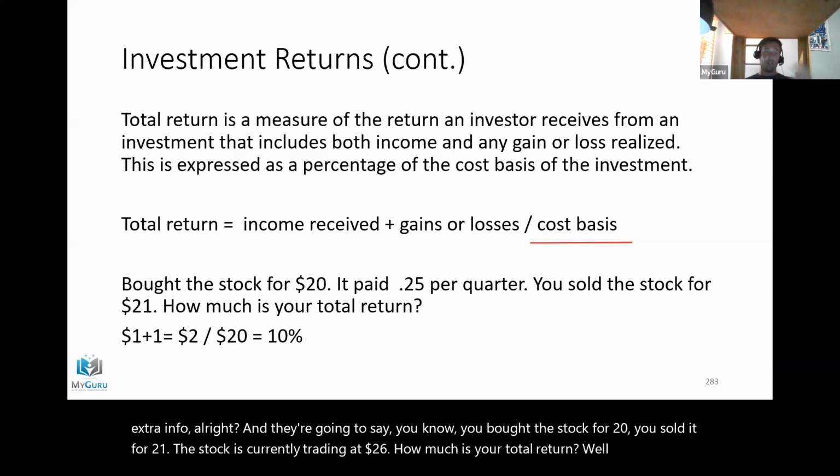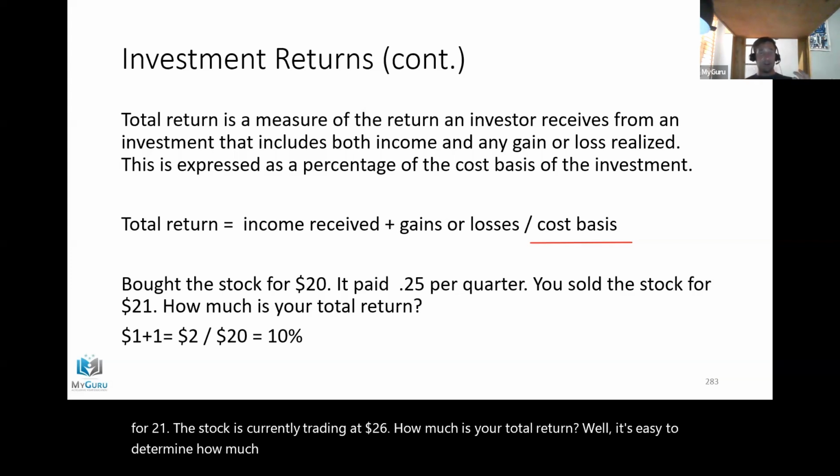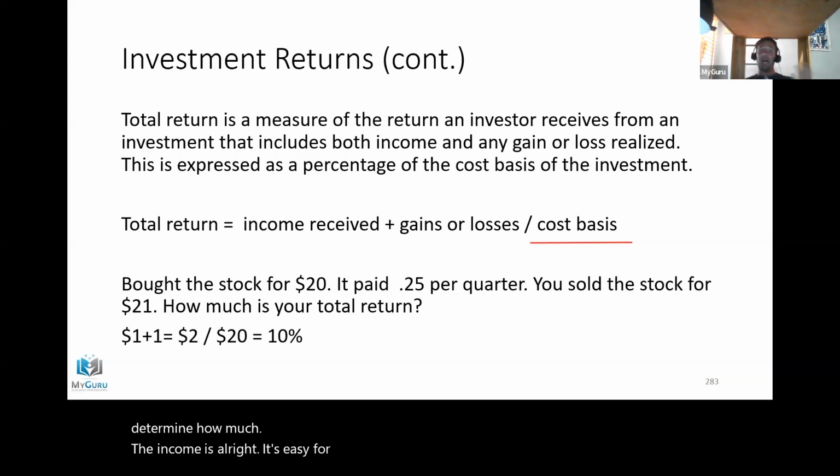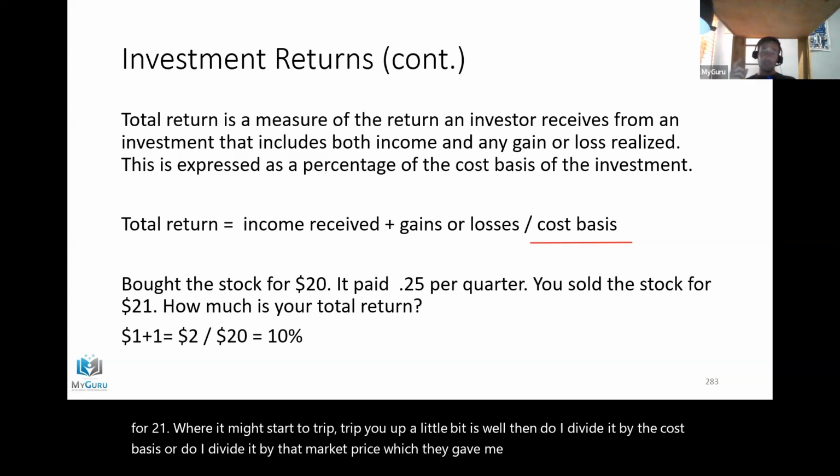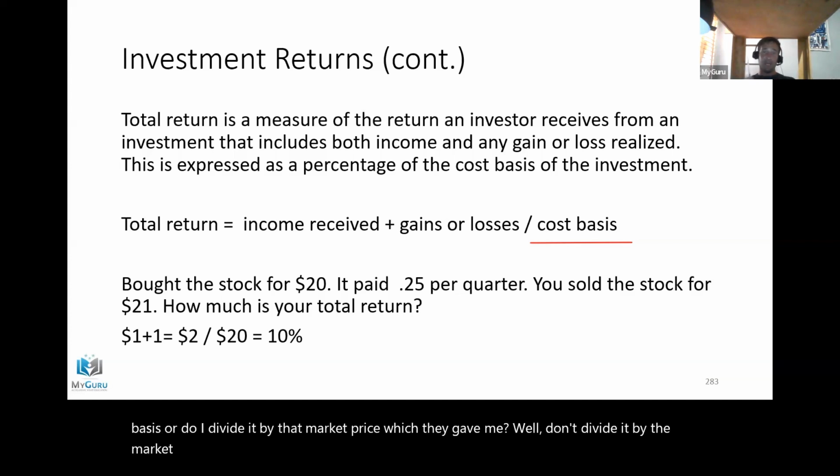Well, it's easy to determine how much the income is. It's easy for you to determine how much I made. I bought it for 20, I sold it for 21. Where it might start to trip you up a little bit is, do I divide it by the cost basis, or do I divide it by that market price, which they gave me? Well, don't divide it by the market price. It's always divided by your cost basis, what you bought it at.